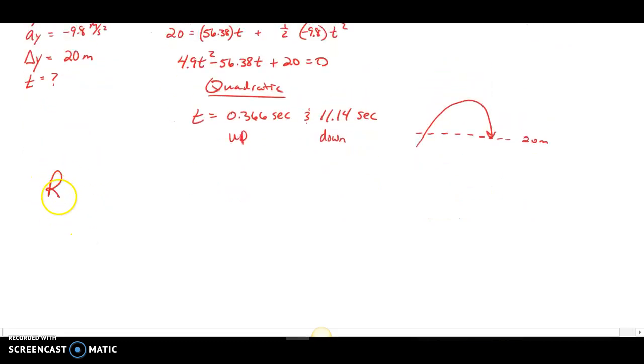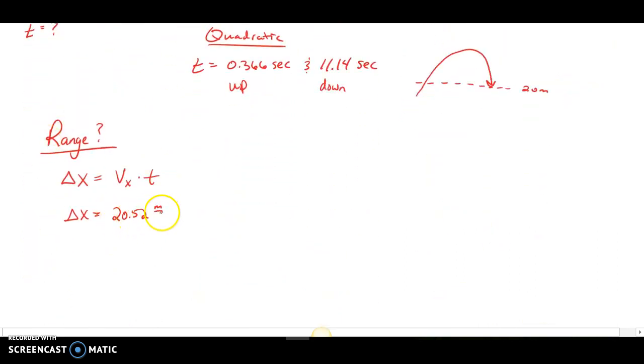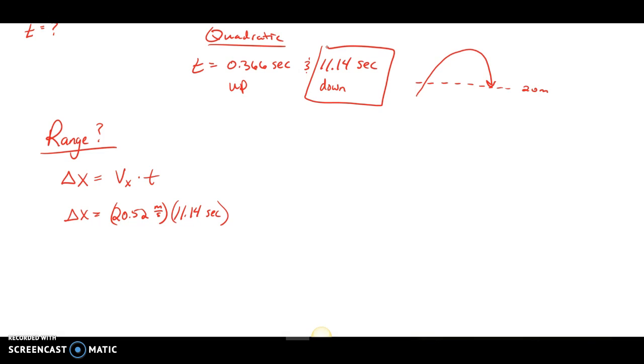Next question, I want to know the range. So to find the range, aka delta x, we need our x velocity times the time. Our x velocity from the triangle we already found is 20.52 meters per second. And we just solved for a flight time, 11.14 seconds. By the way, we never actually picked which answer from the previous question was correct. When it lands, it's after 11.14 seconds. 0.3 seconds is not enough time for it to land. It's just on its way up. So again, solving for the range, multiply our velocity in the x direction by time. You get 228.6 meters.